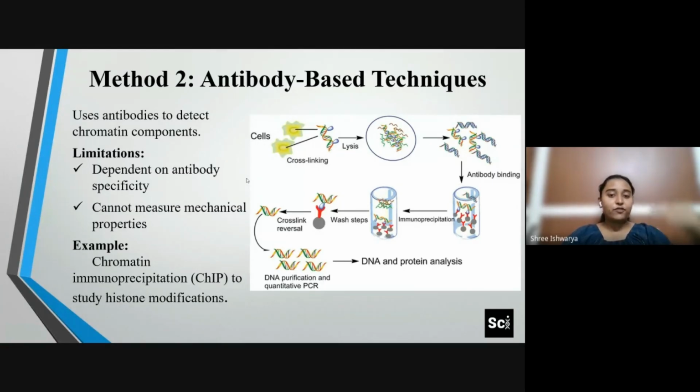The example for this method is chromatin immunoprecipitation. This is used to study the modifications, that is, the euchromatin to heterochromatin modifications, in your biological system. So in this method, we need an antibody compulsorily. So this is the limitation here.